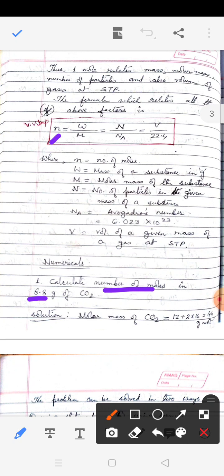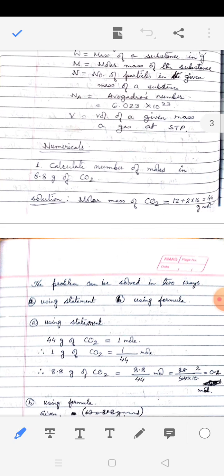Now which correlation I have to choose? I have to take this correlation because n equals W by M. I am supposed to find out small n and W is given to me. And since the molecular formula of the compound is given to me, I will be able to calculate the molar mass. So molar mass of carbon dioxide is coming to be 44 gram per mole. Earlier also you have seen.